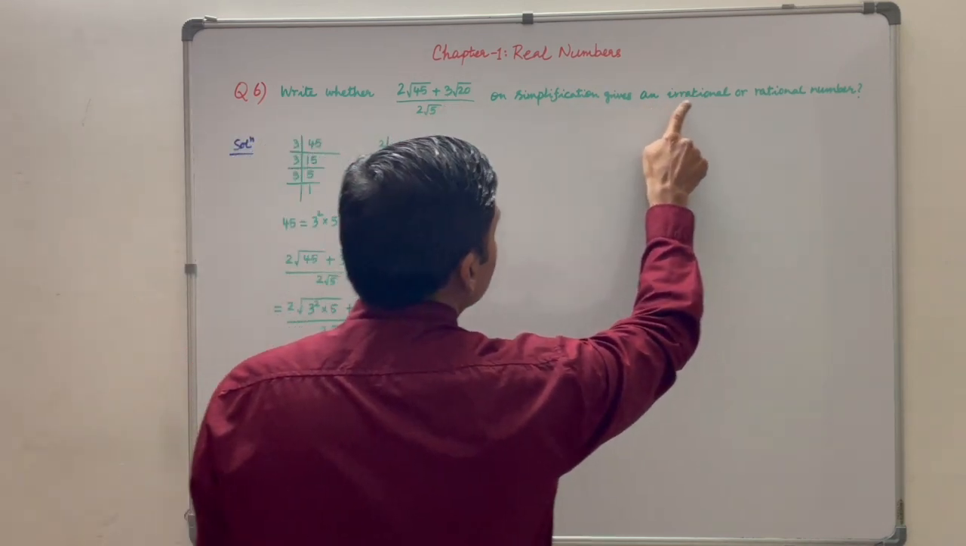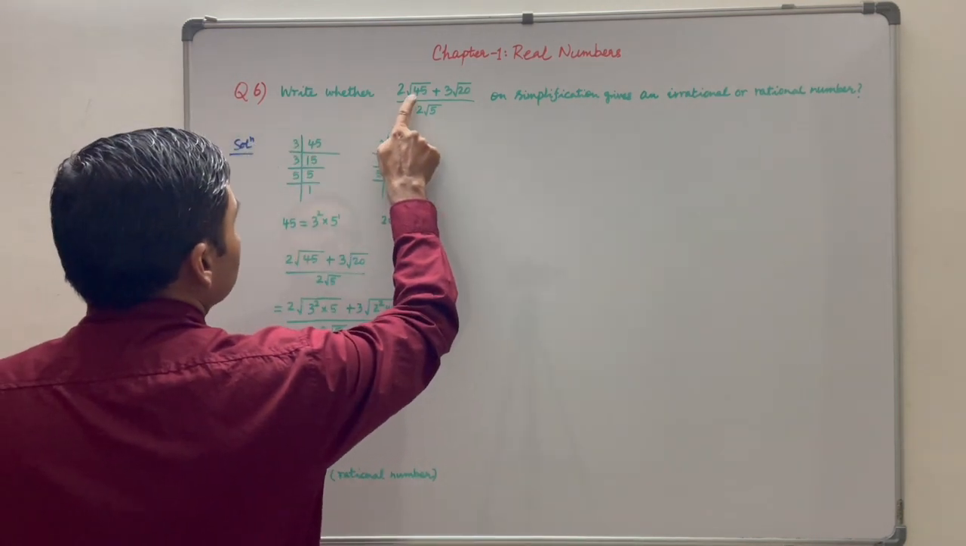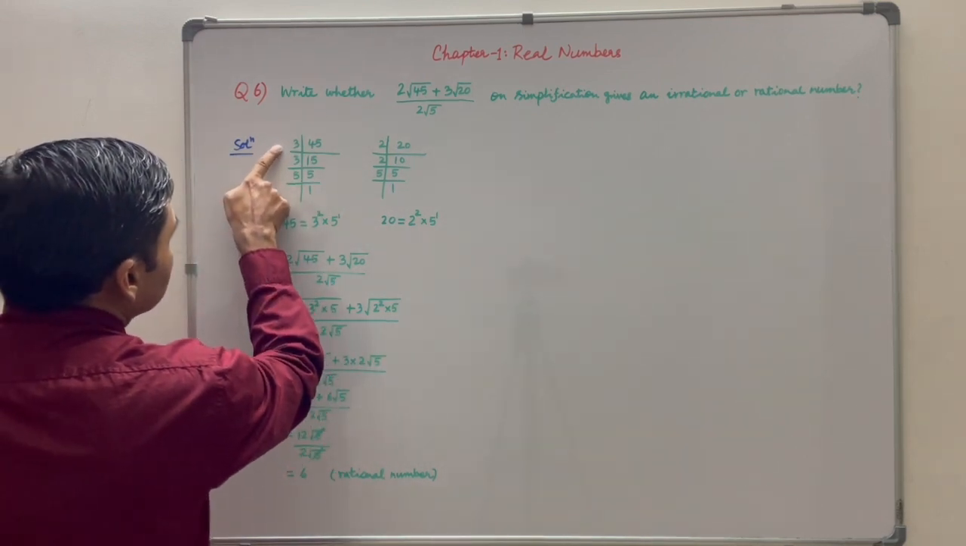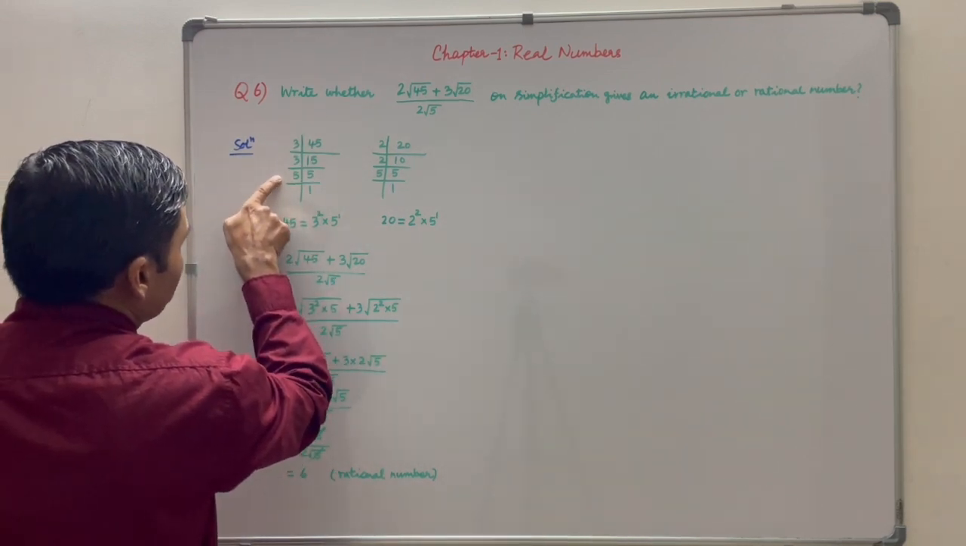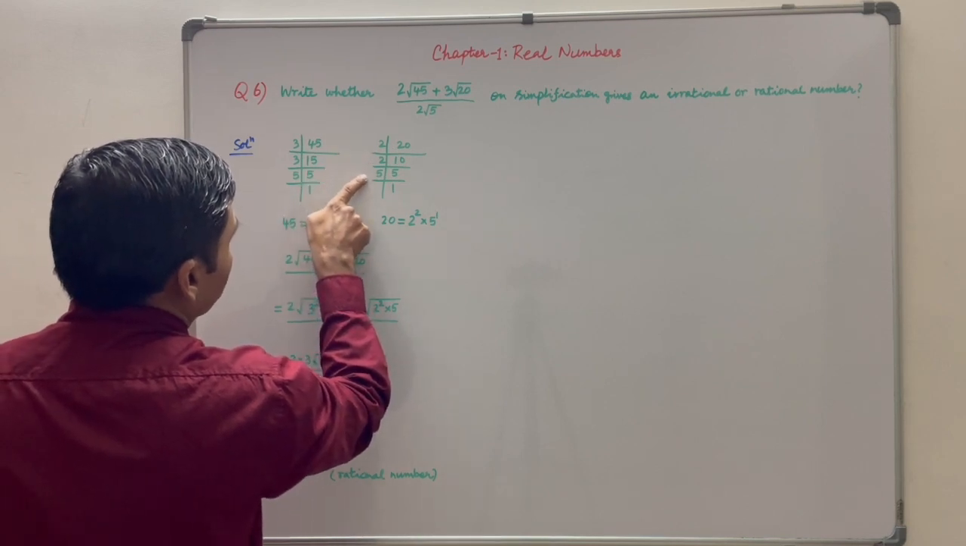Sixth question, write whether (2 root 45 plus 3 root 20) upon 2 root 5 on simplification gives an irrational or rational number. So first we will factorize 45 and 20. So 45 can be written as 3 to power 2 into 5 to power 1 and 20 can be written as 2 to power 2 into 5 to power 1.